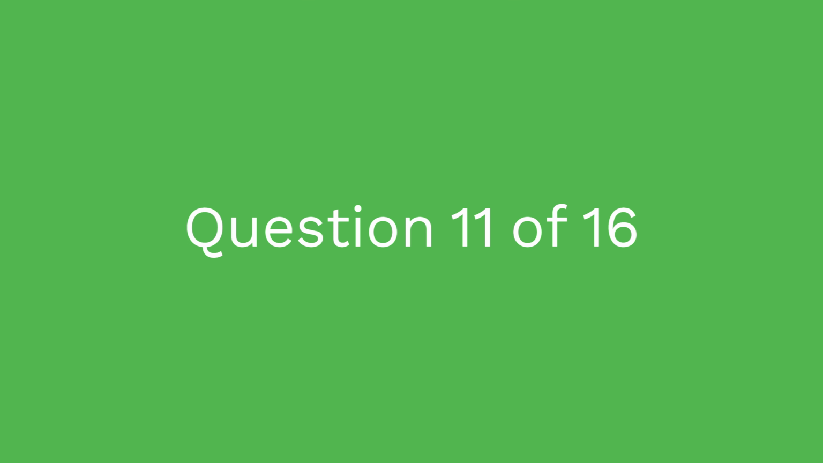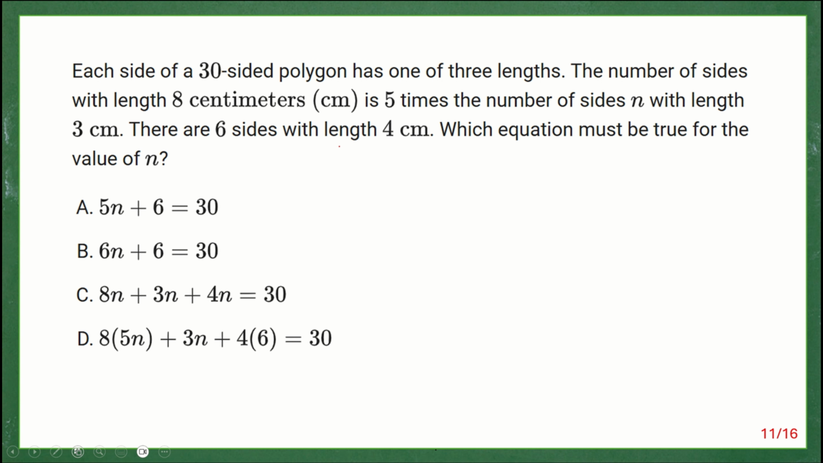Now for problem number 11, we are given that each side of a 30-sided polygon has one of three lengths. The number of sides with length 8 centimeters is 5 times the number of sides n with a length of 3 centimeters, and there are 6 sides with a length of 4 centimeters. Which equation must be true for the value of n?